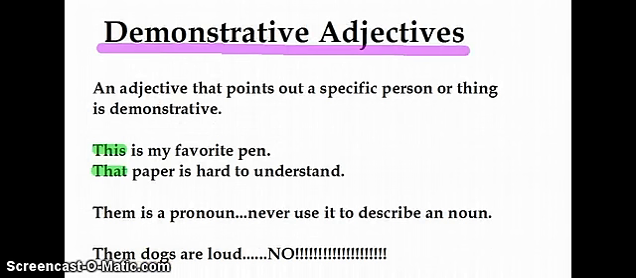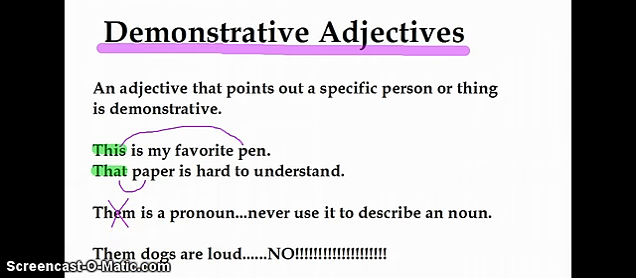And the last thing in adjectives that we need to understand is adjectives can be demonstrative, which means they point out specifics. So this is my favorite pen. This is describing the pen. That paper is hard to understand. So this and that and these and those are demonstrative adjectives. Them is not. Them is a pronoun. It is never an adjective. So you don't say them dogs. It'd be these dogs or those dogs.